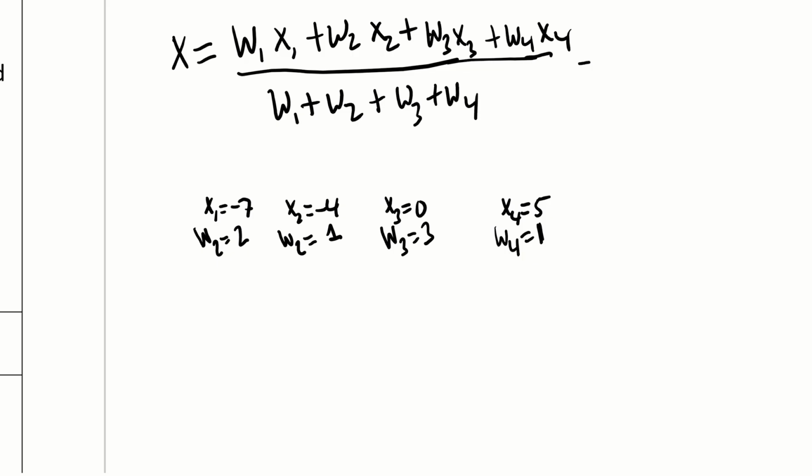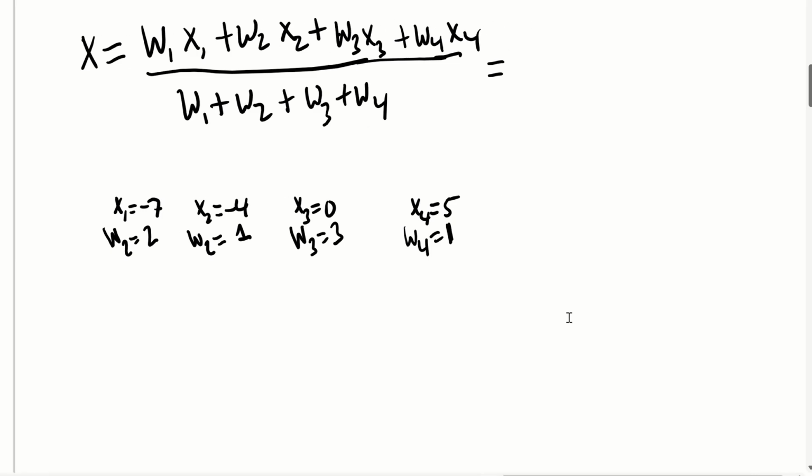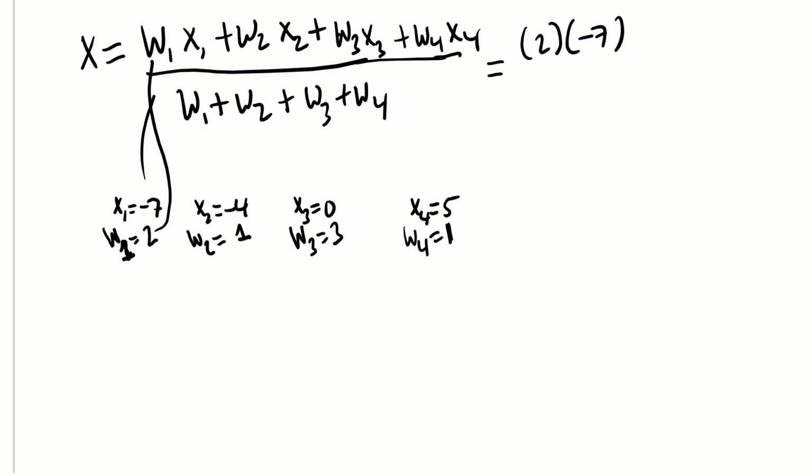All right, this is a formula you have to memorize. So if they ask you a question like this, you're going to need to know this. These are part of the standards. So we got W1. This should say a 1, not a 2. So W1 equals 2. X1 is negative 7. So I'm just plugging these in there and there.